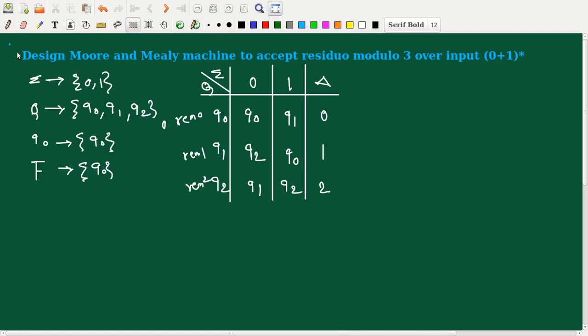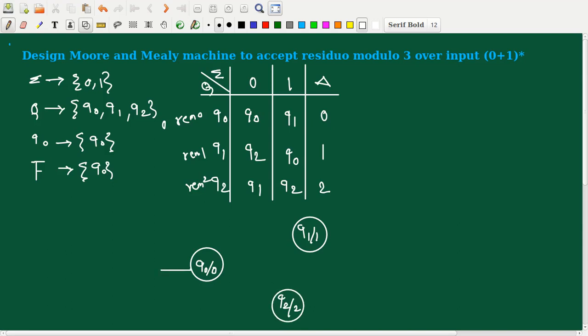In a Moore machine, a state will contain an output under that particular state node. So the output for Q0 is nothing but 0, so I'll take it inside. Then the output for Q1 is nothing but 1, so I'll take it inside. The output for Q2 is nothing but 2, so I'll write it here.